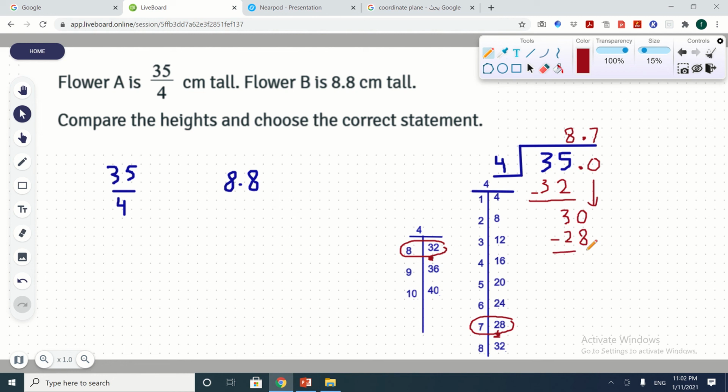Subtract. 30 minus 28 gives us 2. Add 0 and bring it down. 20. Do we have 20? Yes, we have it here. How many 4 in 20? We have 5. 5 multiplied by 4 gives us 20. Subtract gives us 0. The division is finished. So this is a terminating decimal and this number will be 8.75 and here 8 point.